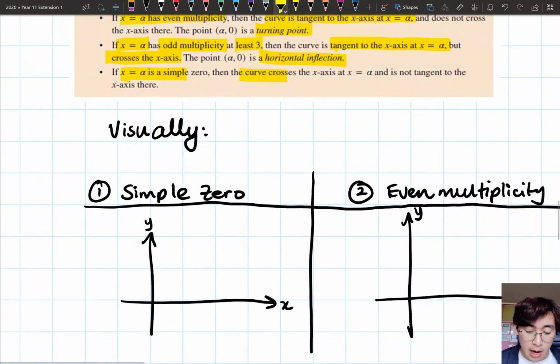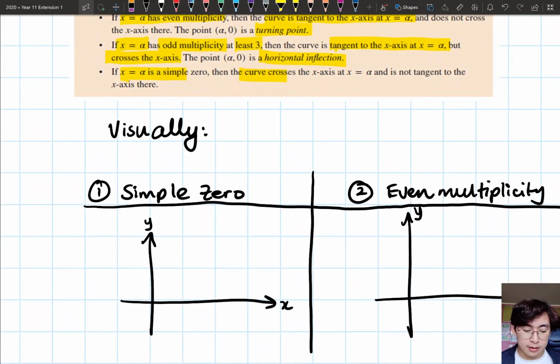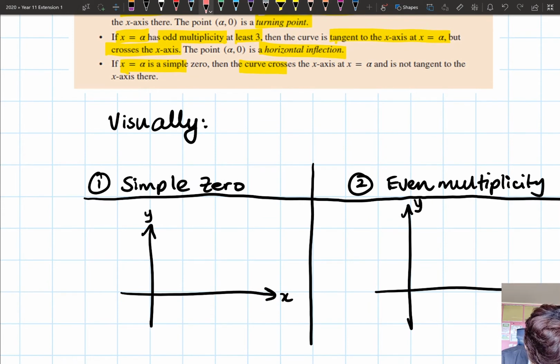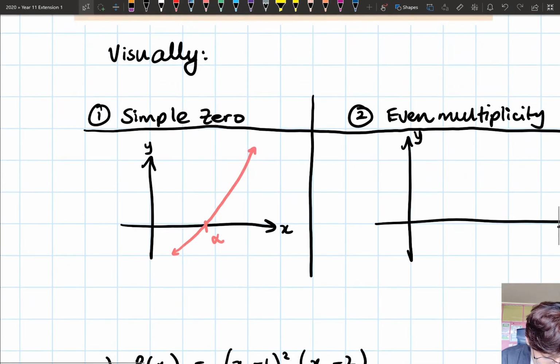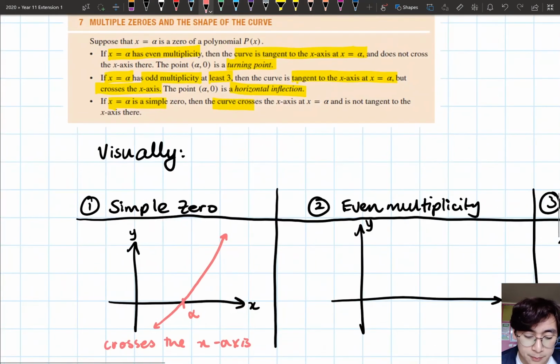I'm going to start from that third dot point. If x is equal to alpha is a simple zero, so it has a multiplicity of 1, the curve crosses the x-axis. So if I'm drawing my polynomial and I know that I have a zero of multiplicity 1, or a simple zero, my curve will just cross at that point. So a simple zero at alpha crosses the x-axis. That's what that third dot point tells me.